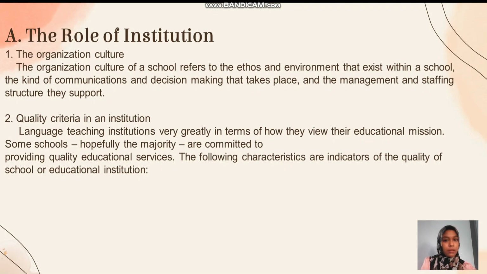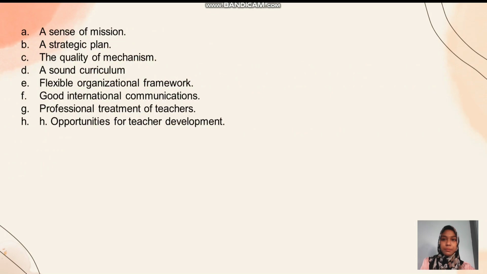Language teaching institutions vary greatly in terms of how they view the education mission. Some schools, hopefully the majority, are committed to providing quality educational service, and the following characteristics are indicators of the quality of a school or education institution itself: a sense of mission, a strategic plan, quality mechanisms, a sound curriculum, flexible organization framework, good internal communications, professional treatment of teachers, and opportunities for teacher development.